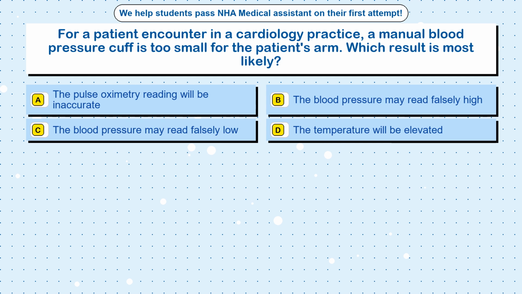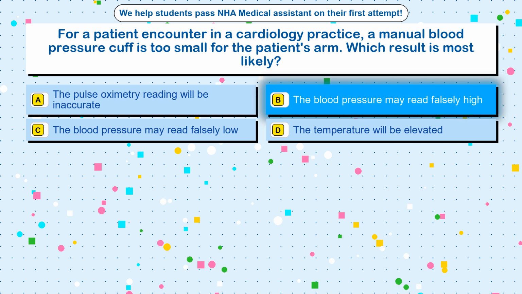Question 47. For a patient encounter in a cardiology practice, a manual blood pressure cuff is too small for the patient's arm. Which result is most likely? Option A. The pulse oximetry reading will be inaccurate. Option B. The blood pressure may read falsely high. Option C. The blood pressure may read falsely low. Option D. The temperature will be elevated. The correct answer is option B. The blood pressure may read falsely high.